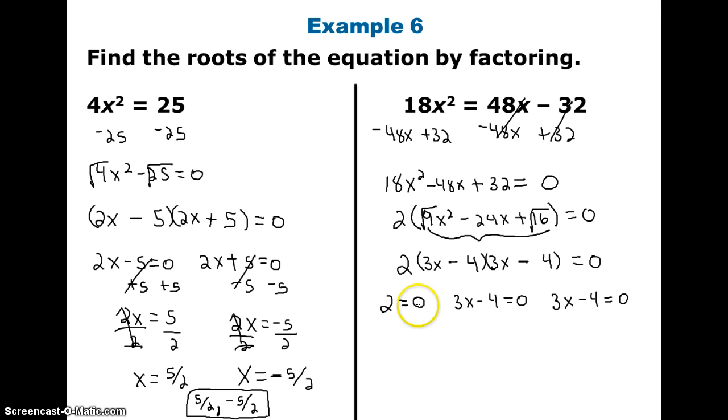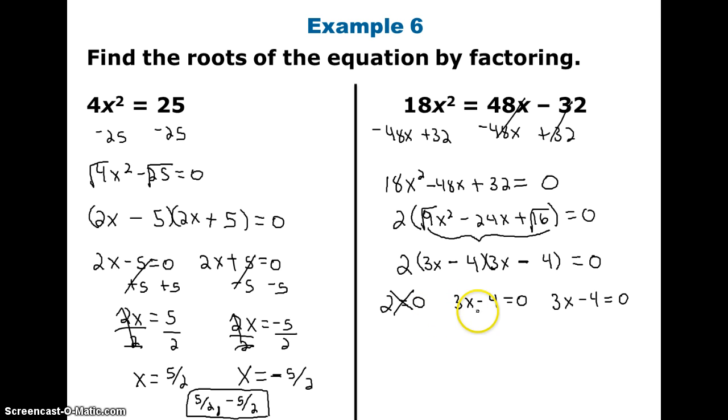So looking at the first equation here, 2 equal to 0. First, it doesn't have a variable. Second, this doesn't make sense. It's not true. So 2 does not equal 0. They're not the same. So we do not pay attention to it. You can ignore it, you can say.